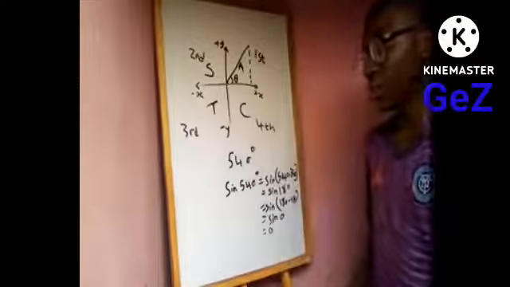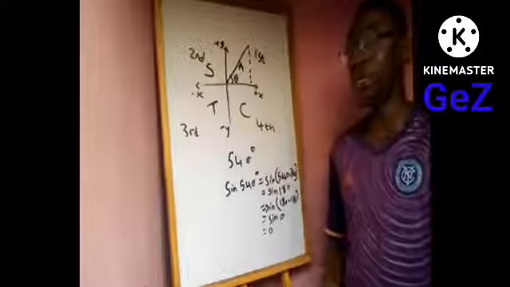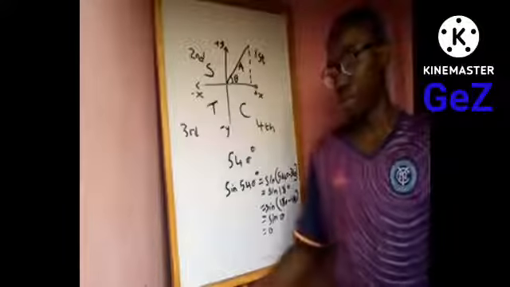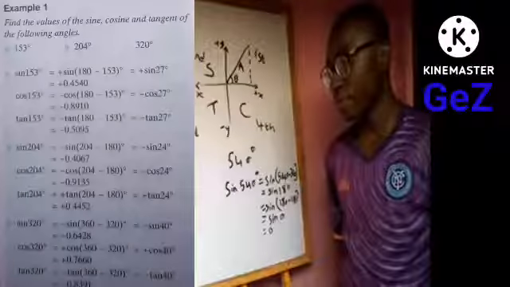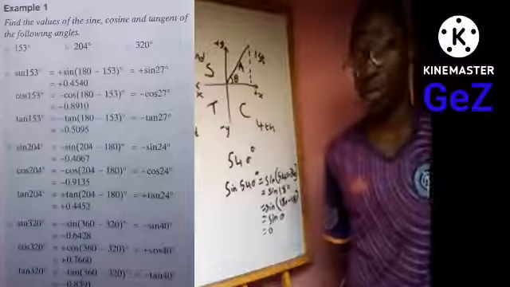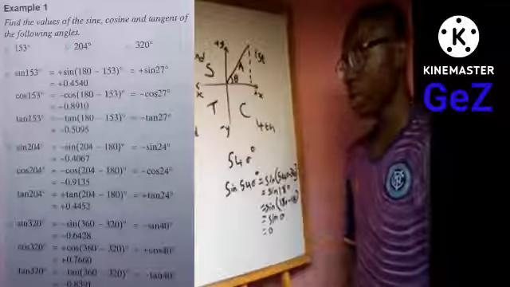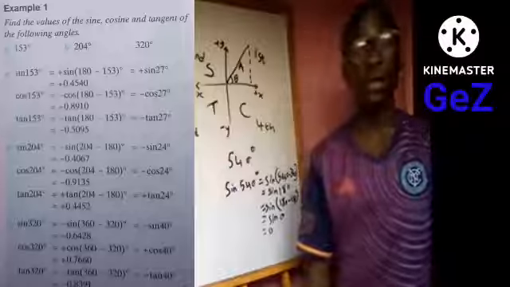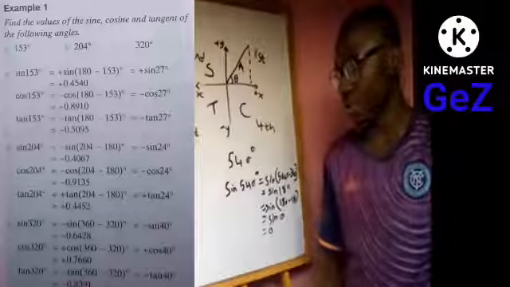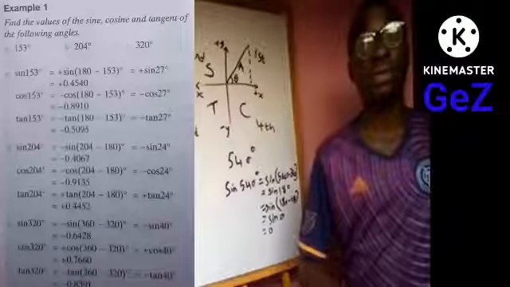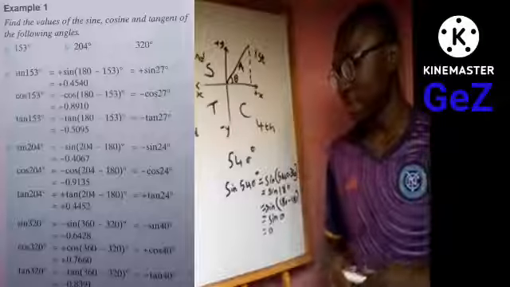Now that is all for this section of the video. Let's move on to the next section, where we'll be dealing with questions and examples. Example 1 asks us to find the sine, cosine, and tangent of the following angles. The angles we are given here are 153°, 204°, and 320°.